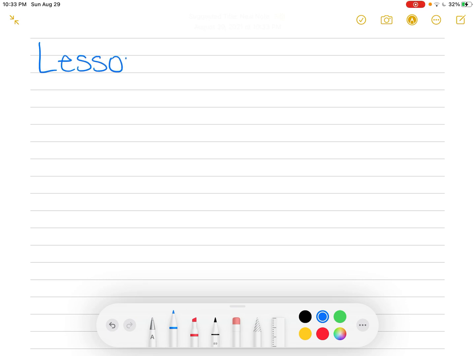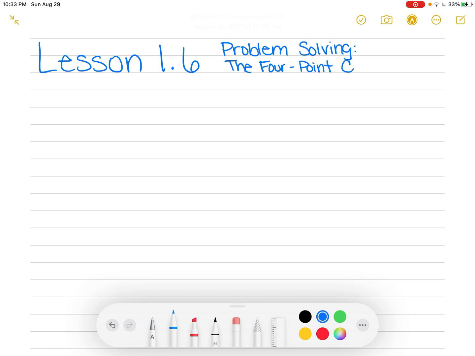Hello students, today we are doing lesson 1.6 and this is on problem solving. And this is the 4-point checklist. Okay, so I like these checklists that they have you do, but I know some kids do not.